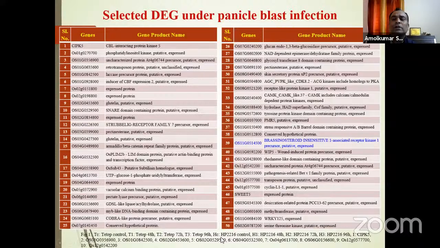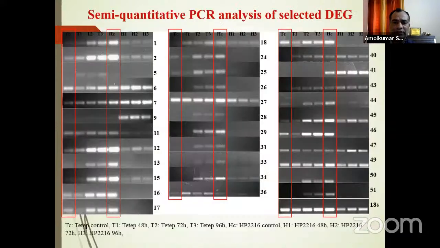We checked them for expression analysis. And this particular gene, which we observed, brassinosteroid insensitive 1-associated receptor kinase, we have selected for characterization using overexpression.